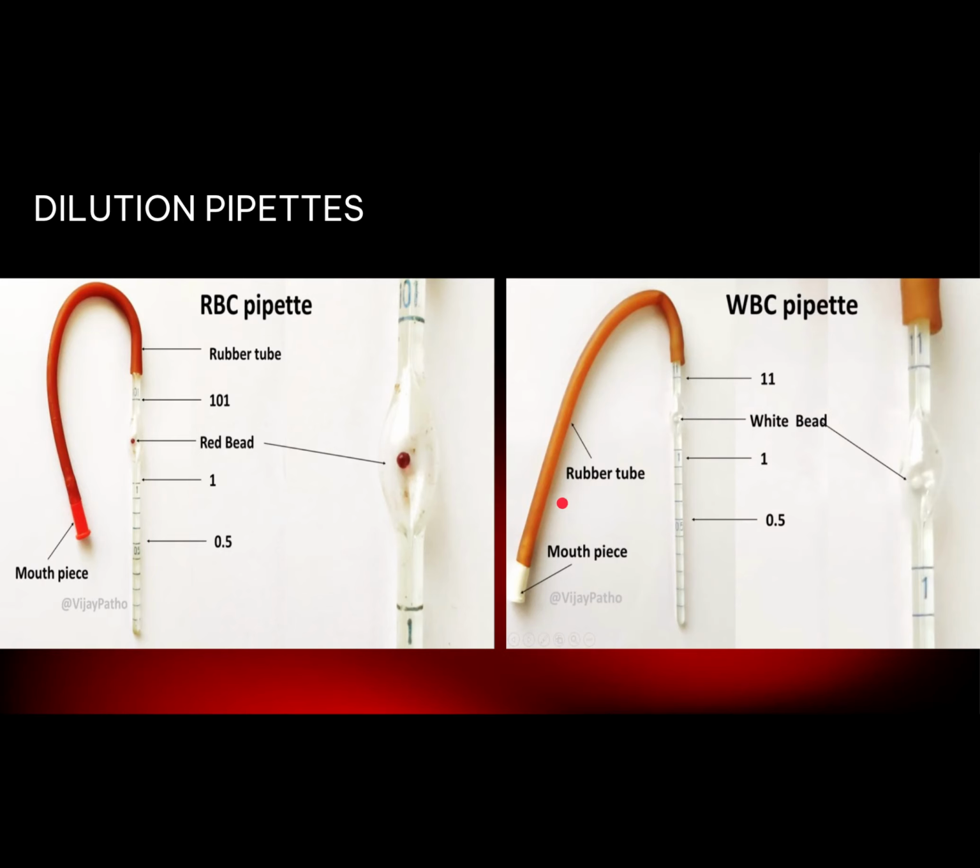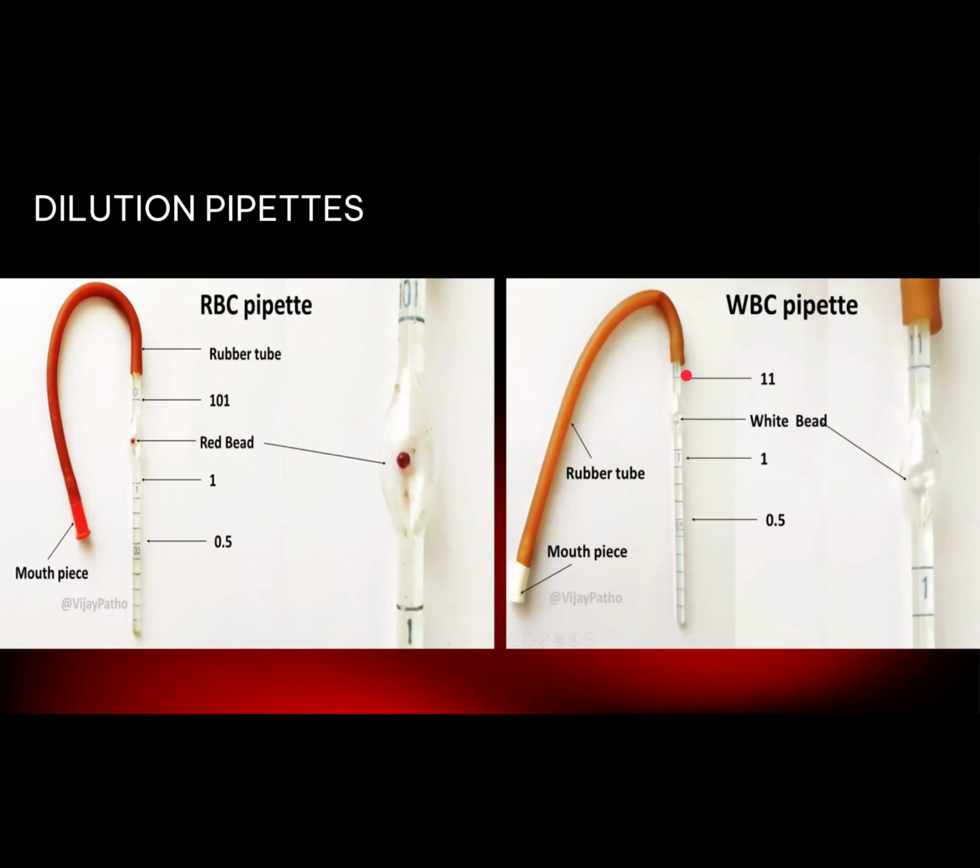In the WBC Thoma pipette, if the dilution is 1 is to 10, we fill up the blood until the 1 mark here, and then we fill up the dilution fluid until the 11 mark. Again, if our dilution is 1 is to 100, we fill up the blood until the 1 unit mark, and then we fill up the dilution fluid until the 11th mark.